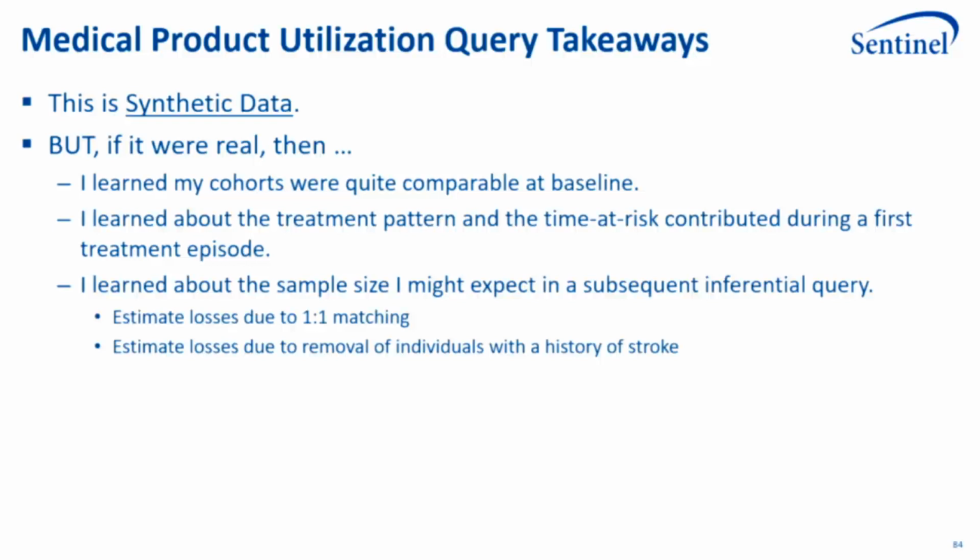And I learned about my sample size. I know how many patients I have, and I know how I'm going to potentially lose them if I make any further cuts. So if I'm going to engage in a one-to-one match, recall I had about 10,000 more patients in my typical antipsychotics group than my atypical. In a one-to-one match, I'm going to lose those 10,000 extras. Additionally, I'm going to lose potential people if I decide to exclude those with a history of stroke. So this is a design decision going into an inferential query. Do I want to have my patient population enriched with a group who's likely at higher risk of stroke, or do I want to remove them and use restrictions so I have a different population I'm looking at? Now I have an ability to estimate what that population looks like.